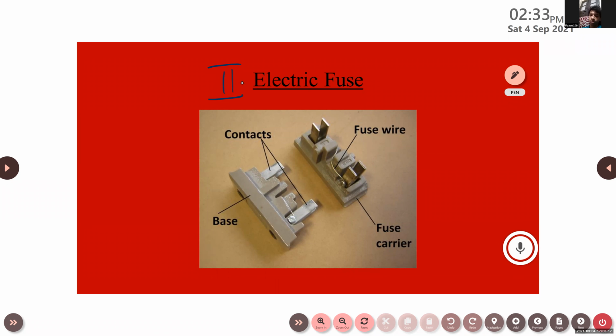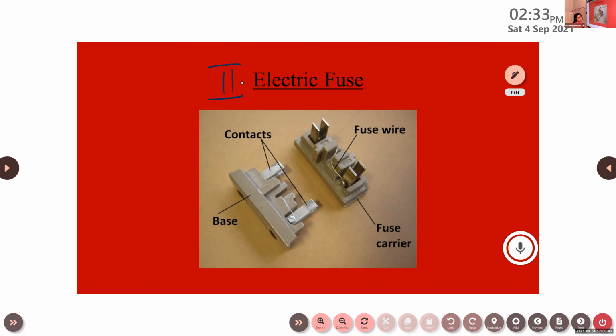Here you have the image of an electric fuse. Have you ever seen this electric fuse? Yes, ma'am. In my home it is there. In olden days, our electric circuit boards consisted of this kind of electric fuse. And what is the use of an electric fuse actually? We can replace it when it melts when high voltage goes through.